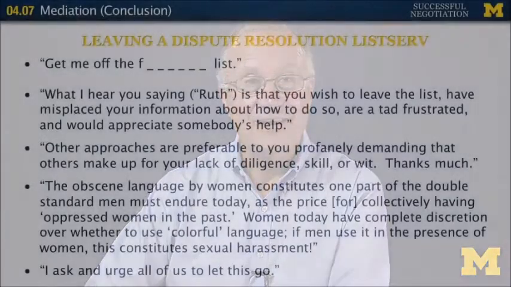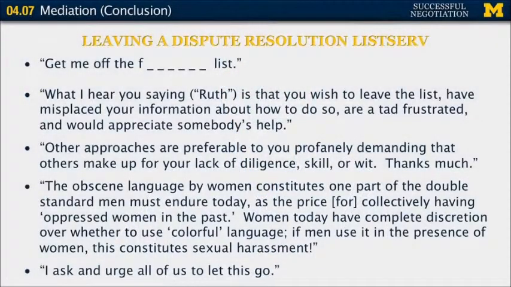So when she lobbed this hand grenade into the listserv, I was curious as to how people were going to respond. And the first response was sort of what I expected. What I hear you saying is that you wish to leave the list, you've misplaced your information about how to do so, you're a tad frustrated and would appreciate somebody's help. But the next message went on the attack. Other approaches are preferable to you profanely demanding that others make up for your lack of diligence, skill, or wit.